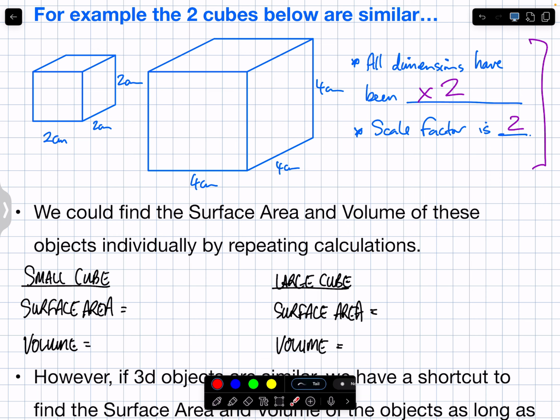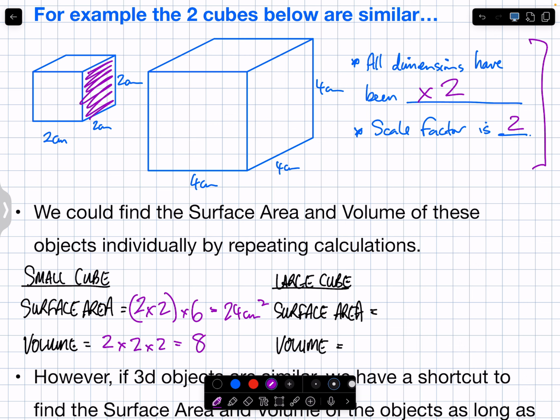Hopefully you agree that we could just find the surface area and volume of these objects individually by doing repeated calculations. So what would the surface area of the small cube be? One side would be 2 by 2, so 2 times 2. And how many sides are there in a cube? 6. So 2 by 2, 4, times by 6, 24 square centimeters. And then the volume is going to be 2 times 2 times 2, which is 8 cubic centimeters. And then I have a larger cube, and I could do the same maths for that.